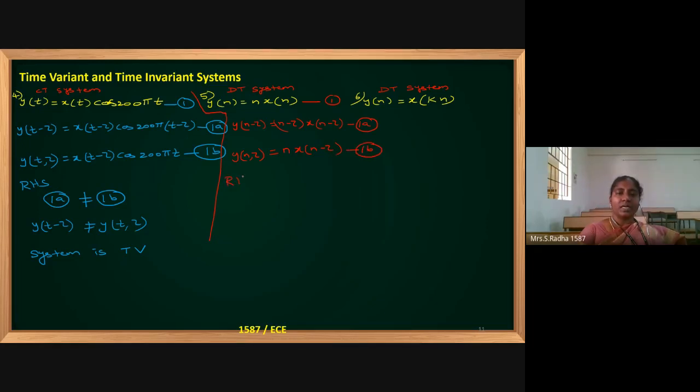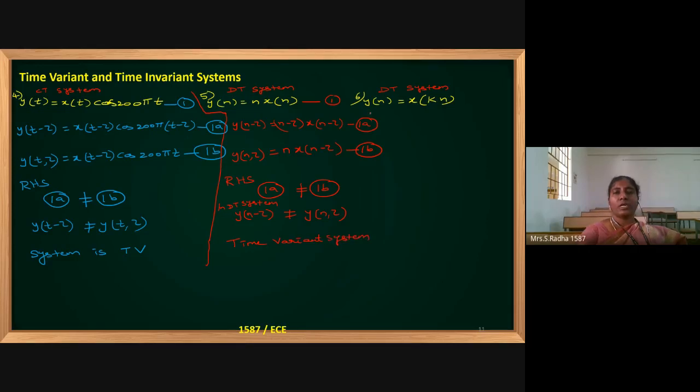Now you check the RHS of 1a and 1b, whether they are equal or not. They are not equal. So what can we say? Y of n minus tau is not equal to y of n comma tau. This is in the discrete time system. This is the rule: if it is not equal, it is a time variant system.